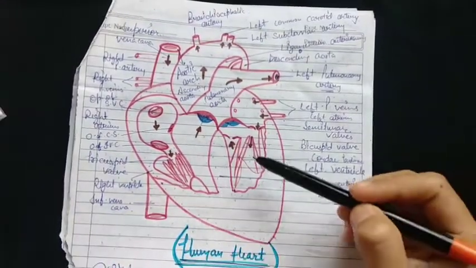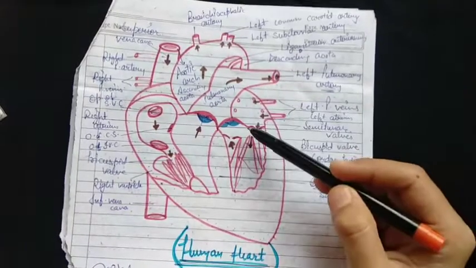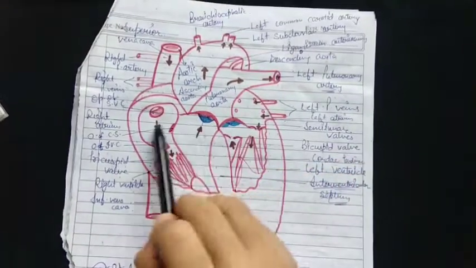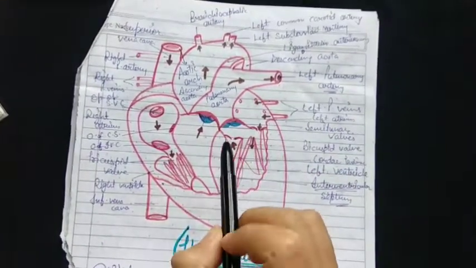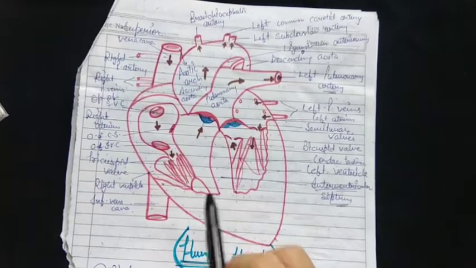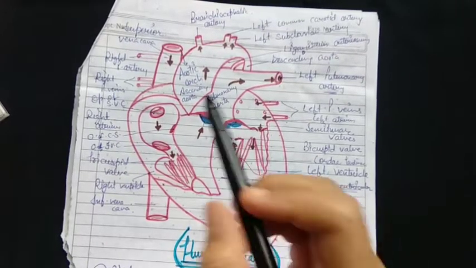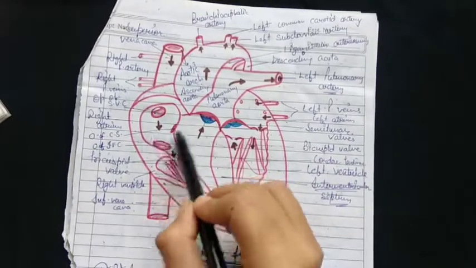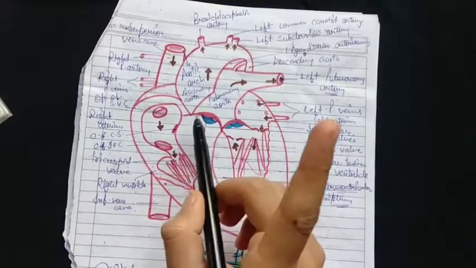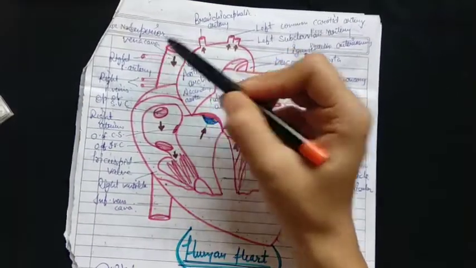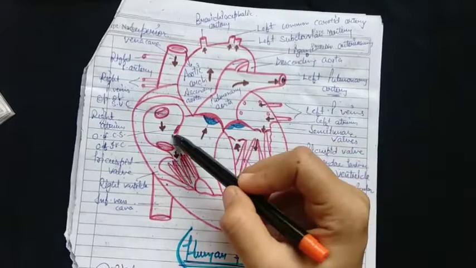This human heart has 4 chambers, okay? It includes 2 superior chambers, that is right and left atria, and the 2 inferior chambers, that is right and left ventricles. Starting from the right atrium, first of all, this right atrium receives the blood from 3 important veins. First one is the superior vena cava, then the inferior vena cava, and the coronary sinus.